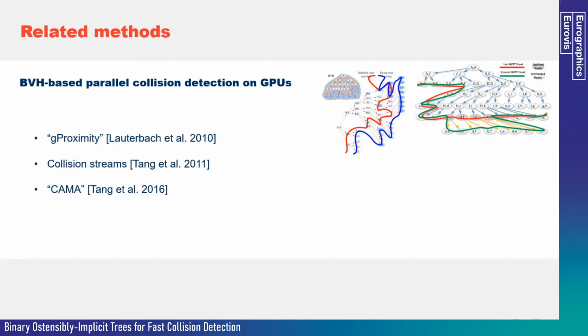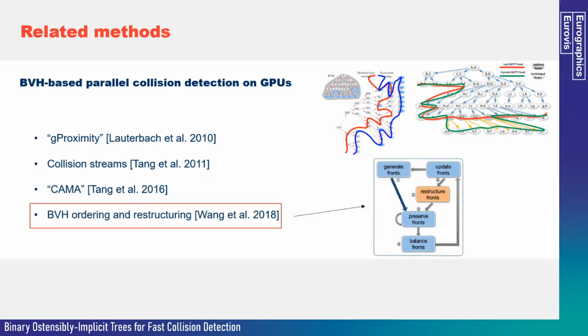Existing parallel collision detection methods using the bounding volume hierarchy are heavily dependent on front tracking. Some authors like Tang et al. have proposed modifications to this approach, but with only incremental effect. Furthermore, GPU parallelism can only be exploited with a sufficiently large front, which has the side effect of higher memory costs. More recently, Wang et al. presented the fastest BVH-based method.